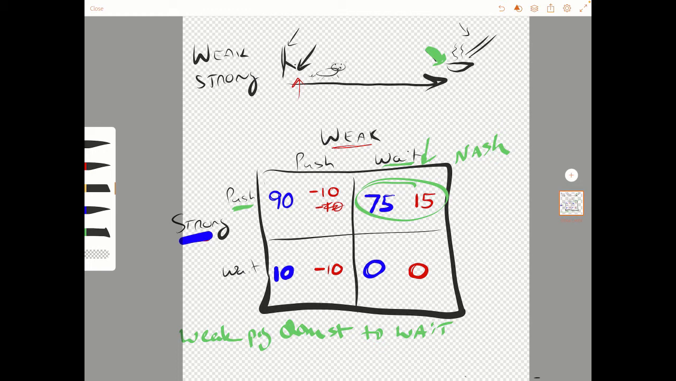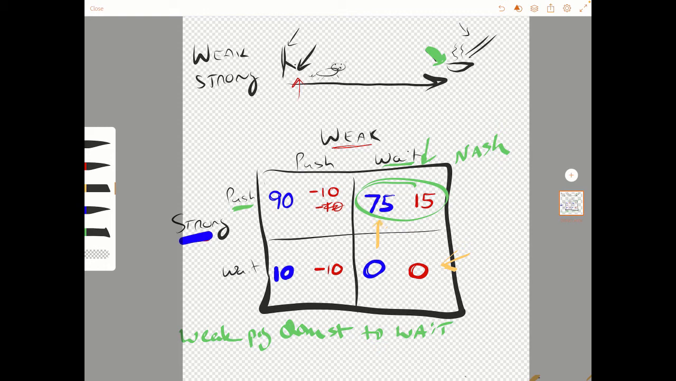Why is it a Nash equilibrium? Well, look, if the weak pig changes his strategy, can he improve himself? Well, to do that, he would have to push, moving him over here to a -10. Well, that's no good. Can the strong pig improve himself by changing his mind? In other words, I'm going to wait. Well, that would put everybody down here. That's no good for the strong pig. So this is a Nash equilibrium because you cannot unilaterally change your mind and make yourself better off.